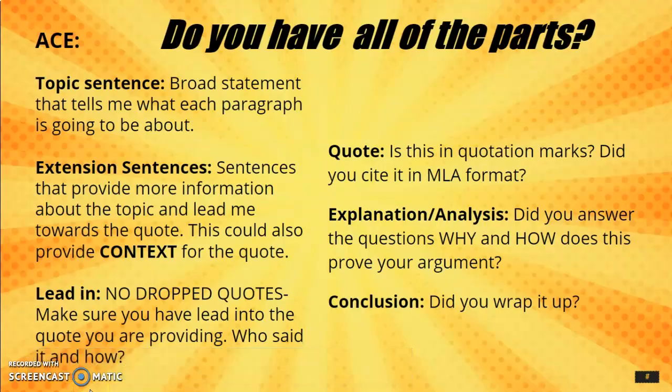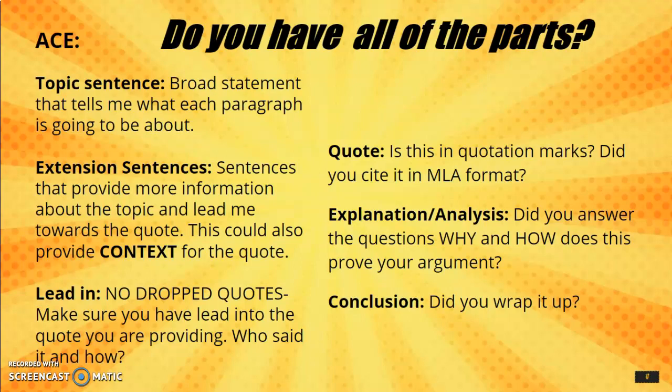Now you need to make sure you have all of the parts. This was an ACE response, so you have the ACE, the argument, your citation, your explanation, and here's the order it should be in. You should have a topic sentence. This is part of your A. This is a broad statement that tells me what each paragraph is going to be about. Along with your A, maybe you have your extension sentences and the context for your quote. These are sentences that provide more information about your topic and lead us towards the quote. It could include the context for the quote. So you're telling me what's kind of happening.